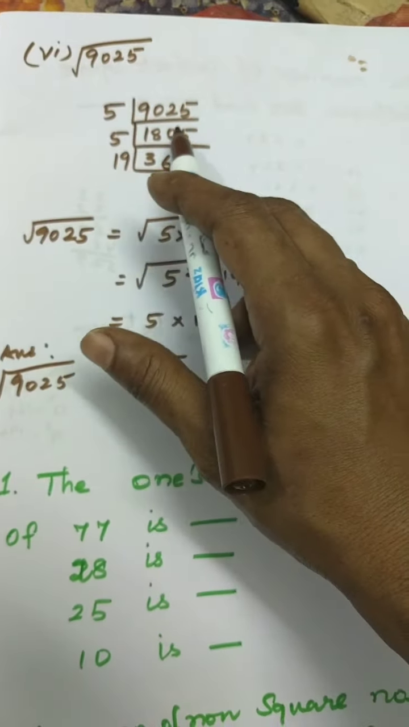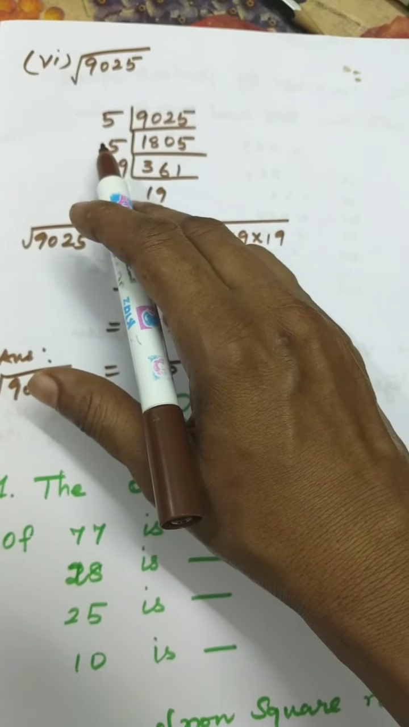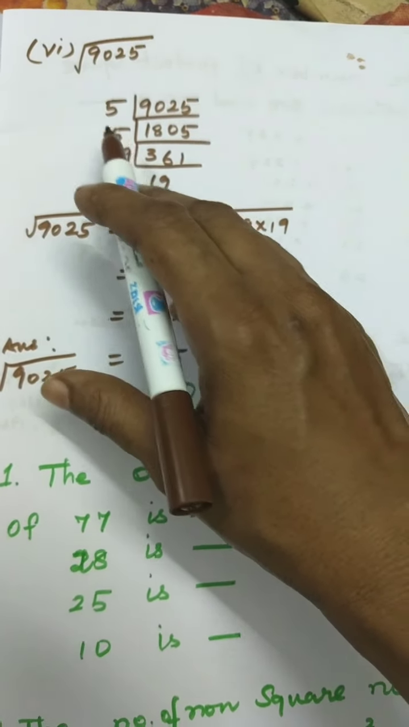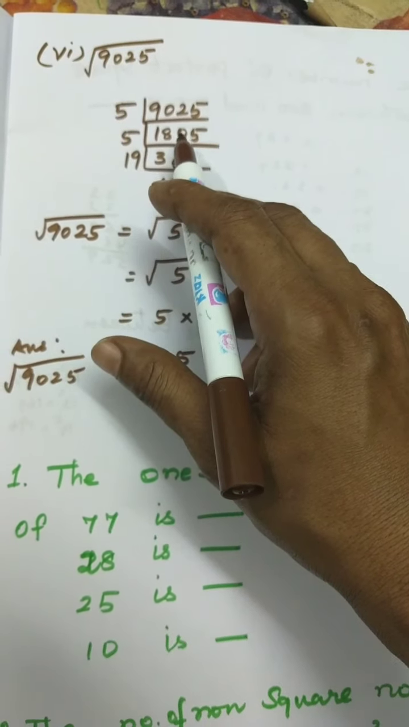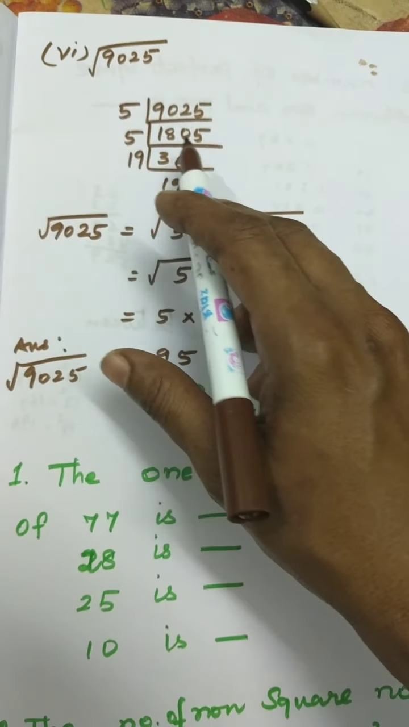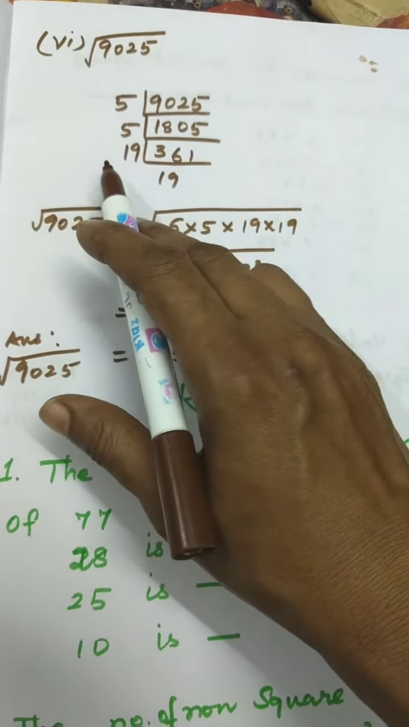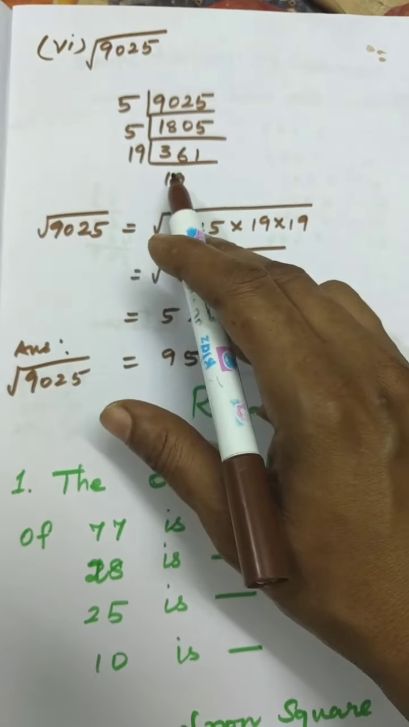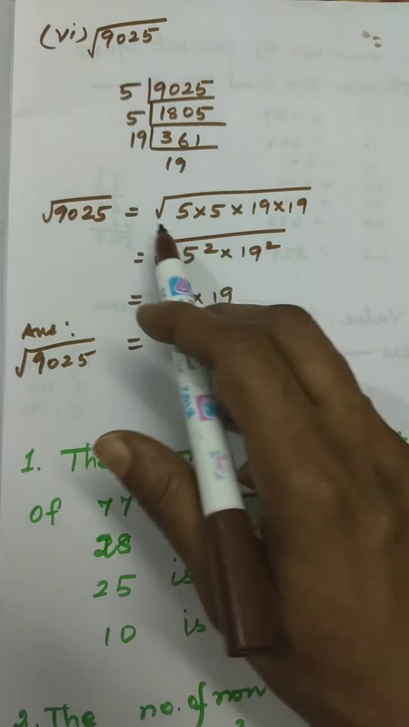Then again the last digit is 5, so you can divide by 5. Then 5 tens are 50, 6 fives are 30, and 5 ones are 5. Then 19 nineteens are 361. That you have to know.